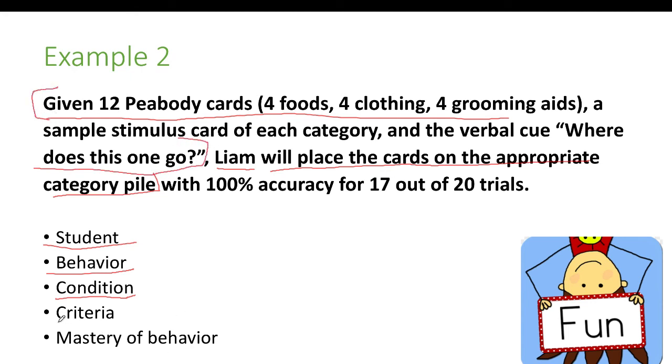Okay. And the criteria is all about number. By having the criteria, you can determine if your student has mastered the behavior or not. So it's really important, right? 100% accuracy, that's the number. Mastery of behavior is to indicate the sustainability of the acquired behavior, and 17 out of 20 trials. That's the mastery of behavior in this objective.